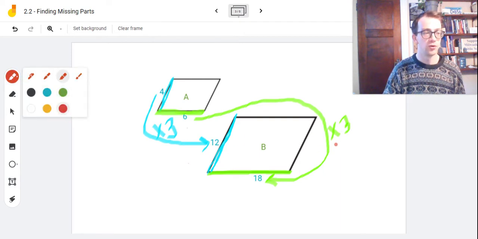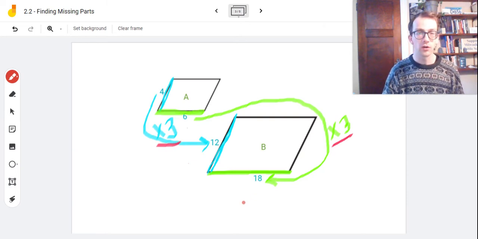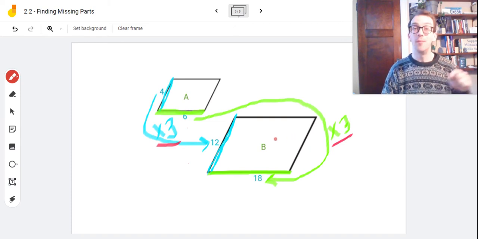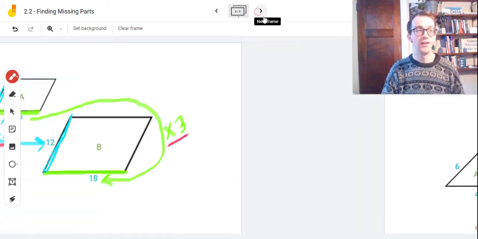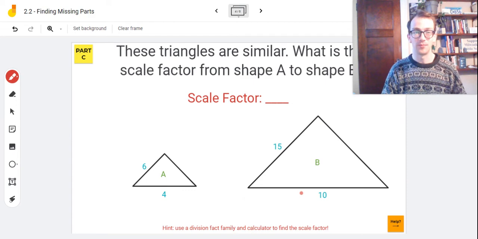And so I can prove that these two parallelograms are similar because all of the corresponding sides grow by the same amount. They all get 3 times longer, which means the scale factor is 3. Okay, that was an easy one. But let's use those same strategies in this complicated example.